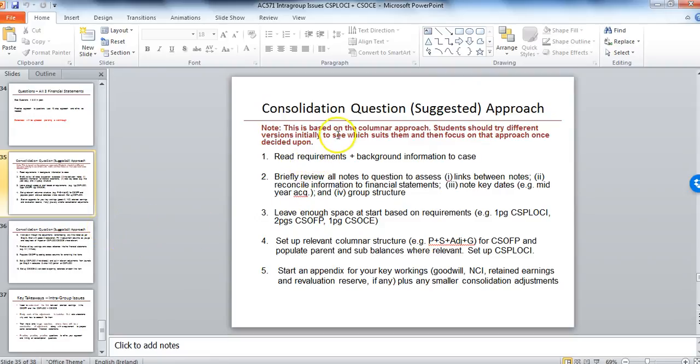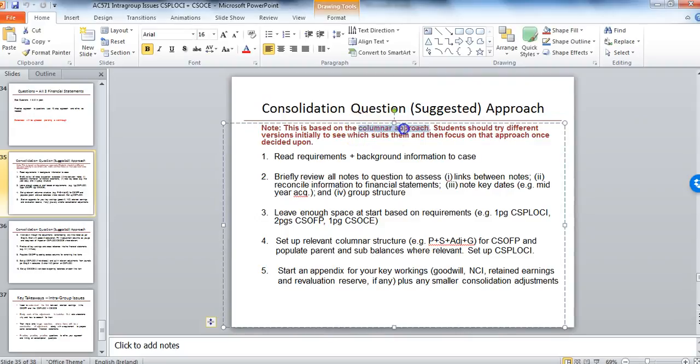Now these steps are based on the columnar approach. So if you do use the T account approach, that's fine. You may have to tweak these steps slightly to fit your approach. But again, it's important that you do have an overall structure to how you approach consolidated questions, because otherwise it's not going to get finished in the time and it's not going to be easily followed when you're correcting it.